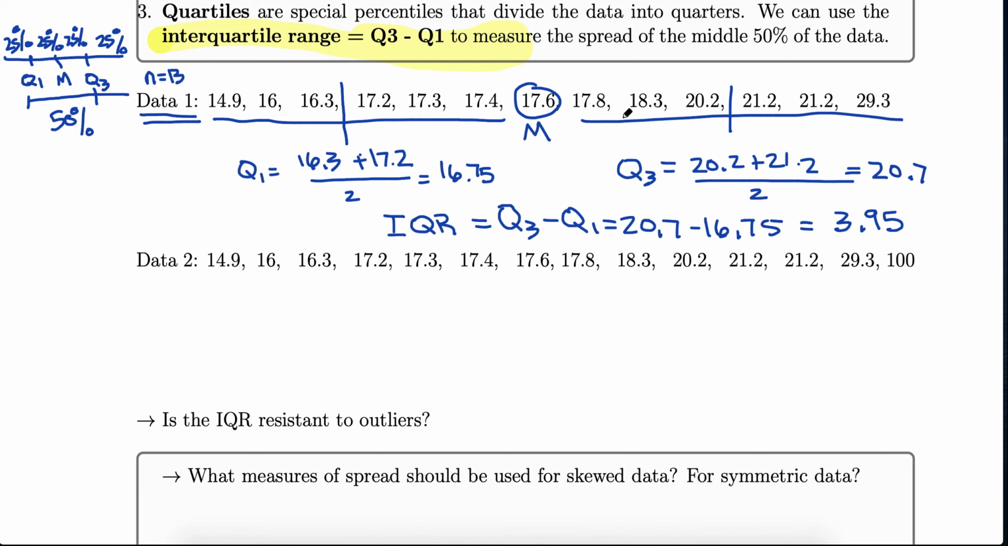What I'd like you guys to do before the next video, try dataset 2 on your own. It's identical to dataset 1, except now instead of 13 data points, we have 14 data points. I've added one extreme value here at the end, 100, so we can see how that changes or doesn't change this measure of spread. So try that and then have your calculators handy, because I will also show you how to find this on your calculator.